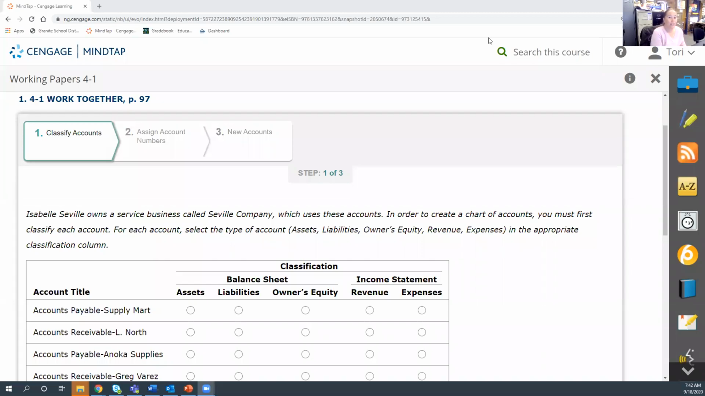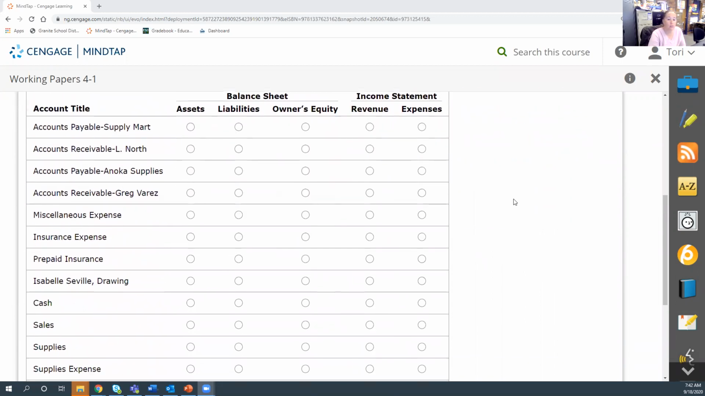All right, chapter 4 is going to be a little bit different, but we're going to just transfer a lot of our information over. So the first part in 4-1, it's really just we're classifying in the first part. So in accounts payable, what is it? And we're going to say it's a liability. Remember, anything payable is a liability. Receivable is an asset. Payable, liability; receivable, an asset.